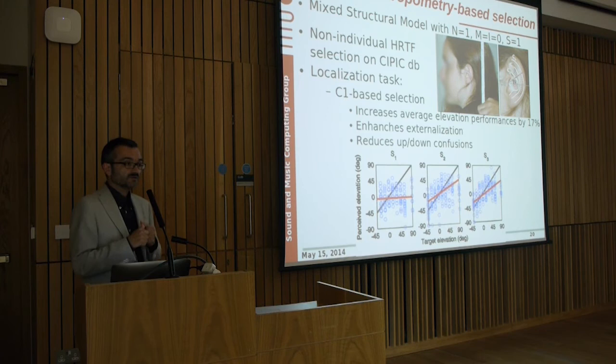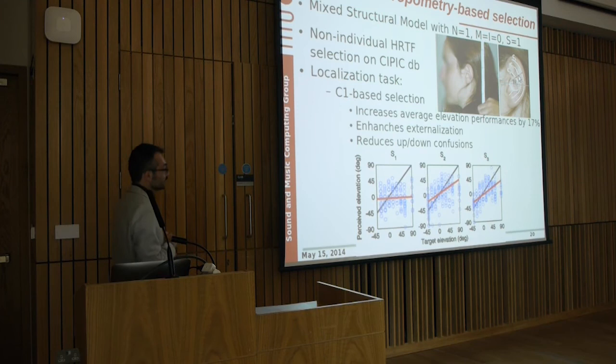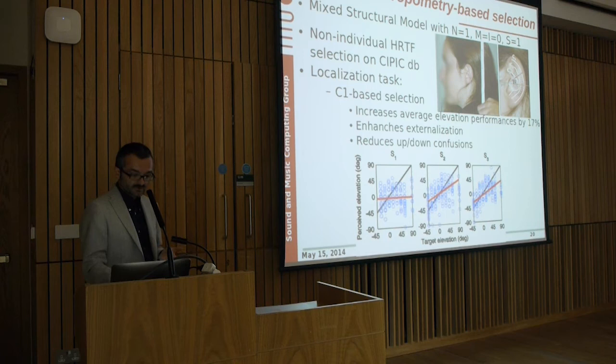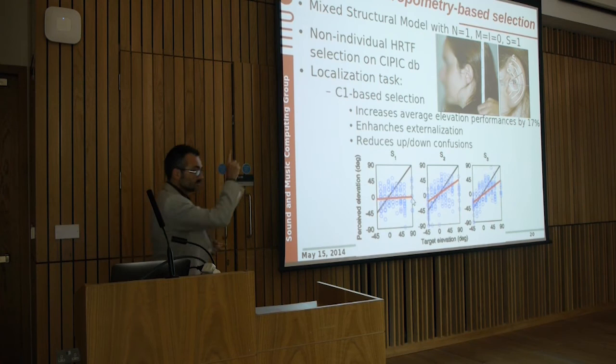Using two different distances constructed, as I said, by combining the different weights, these Euclidean distances between these two contours, and these are the results. And this is still very preliminary, but you see that performance with the camera is extremely poor. That is, basically people provide random responses when they are asked to localize the sound in the vertical plane.